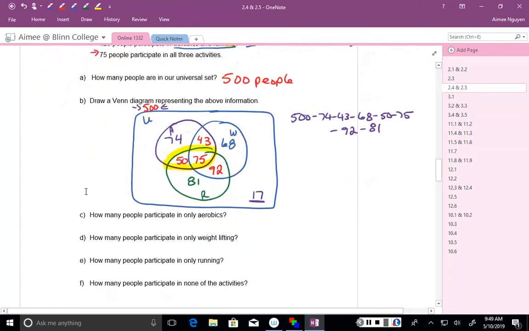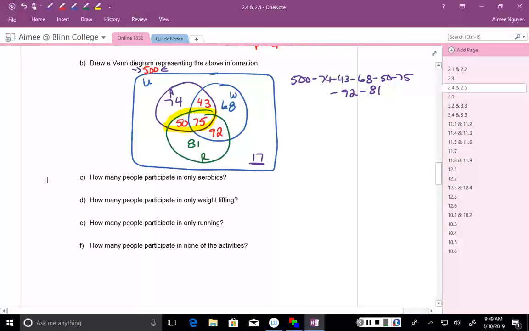So now let's answer some questions. I have my Venn diagram. I want to know how many people participated only in aerobics. So we just found that, and we said only in aerobics were those 74 people. Only in weightlifting, those are the people that only did weightlifting. We just found that, and we said that was 68 people. And only in running, those were the greens, right? And we said that was only 81 people.